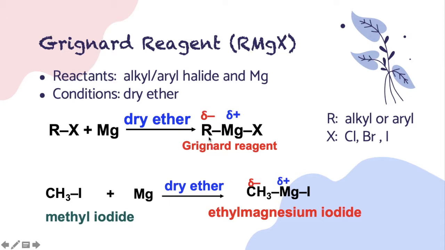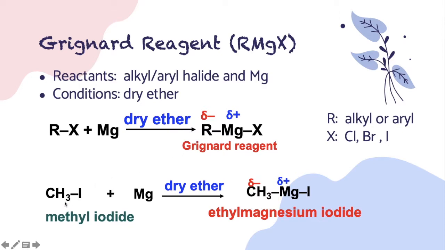The alkyl or aryl group will bind with magnesium. The alkyl group is delta minus, the magnesium is delta plus. So make sure magnesium bonds to R, not to this side of X. The Mg must bond to R, and the Mg also bonds to the halogen. So this is the Grignard reagent.